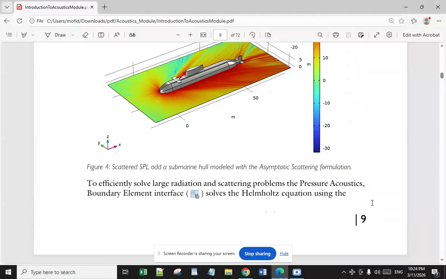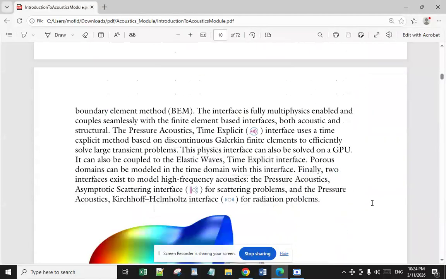To efficiently solve large radiation and scattering problems, the Pressure Acoustics, Boundary Element interface solves the Helmholtz equation using the boundary element method, or BEM. The interface is fully multiphysics enabled and coupled seamlessly with the finite element based interfaces, both acoustic and structural.